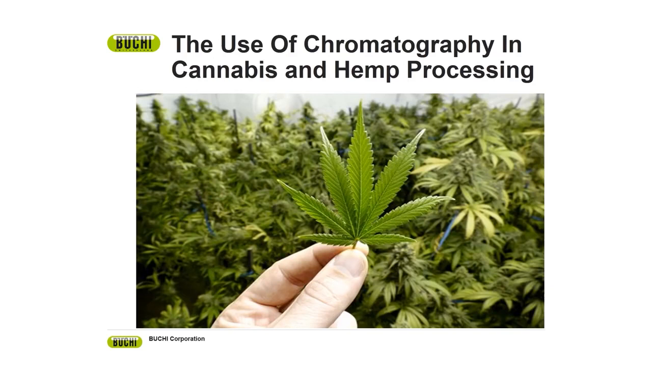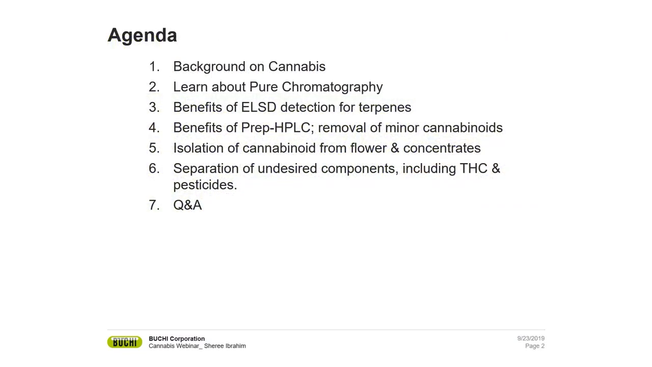Today we're going to be discussing the use of chromatography in cannabis and hemp processing. Here's what's on the agenda today. We're going to be discussing the background of cannabis, learning about the Pure chromatography system and separation, benefits of the ELSD detector for terpenes, benefits of prep HPLC in removal of minor cannabinoids, isolation of cannabinoids from flower and concentrates, and finally separation of undesired components including THC and pesticides.